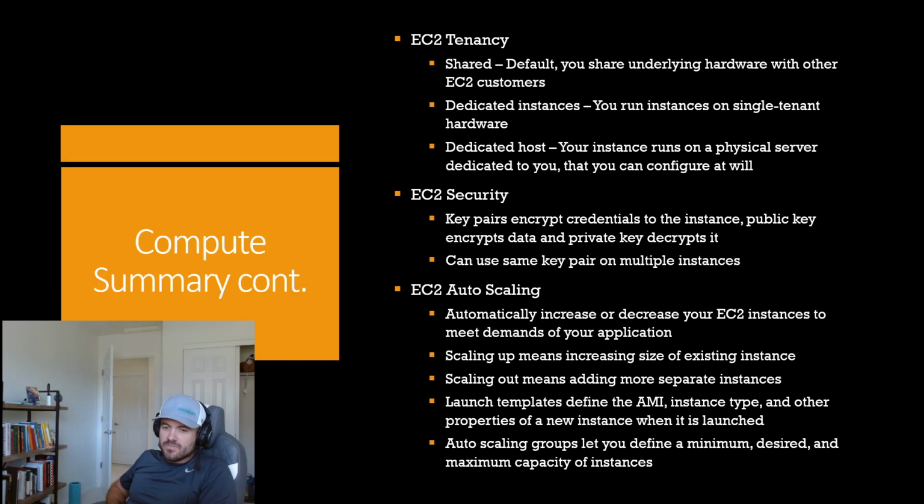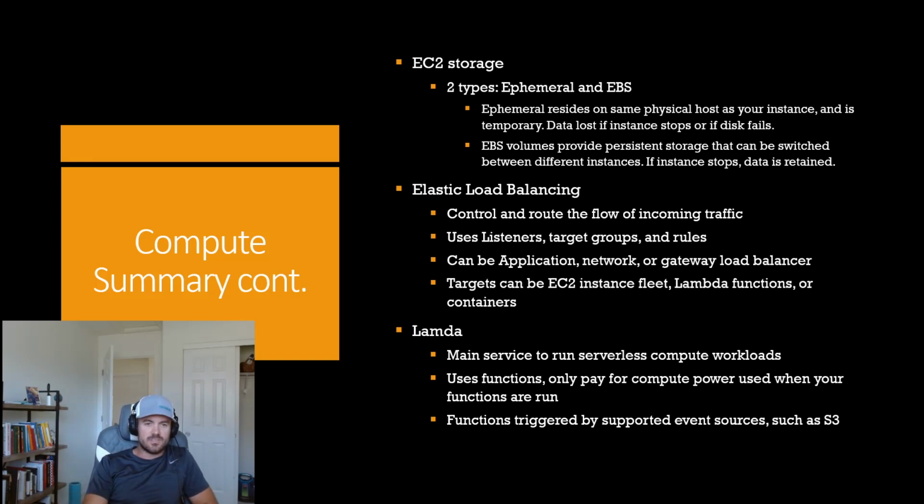And then launch templates define the AMI, instance type, and other properties of a new instance when it's launched, very commonly used with auto-scaling, of course. And then auto-scaling groups let you define a minimum, desired, and max capacity of instances. Okay? EC2 storage, you've got 2 types, ephemeral and EBS, which is that persistent storage.